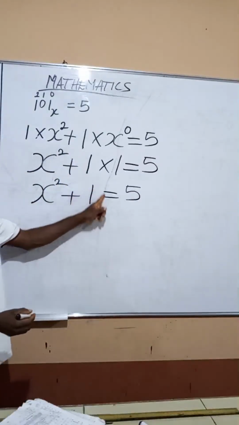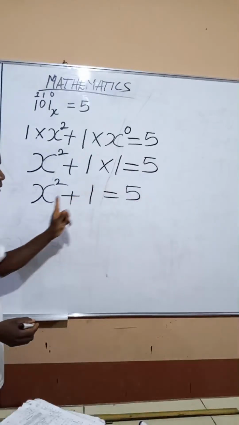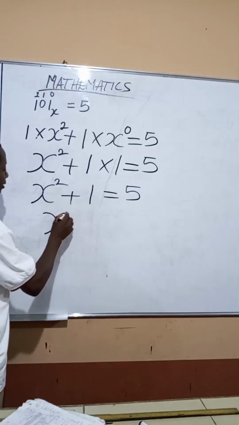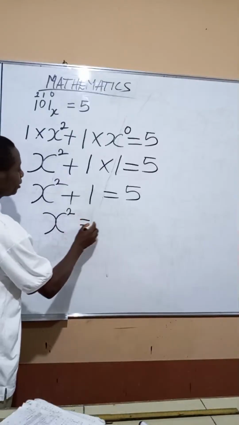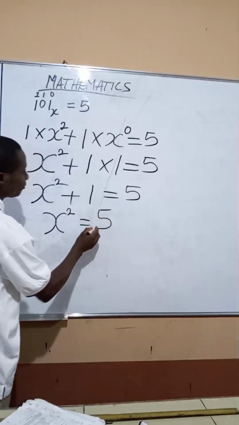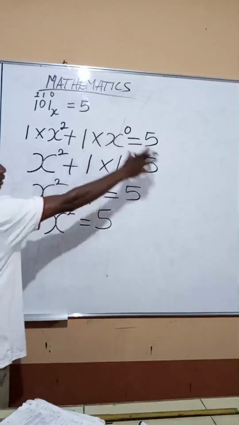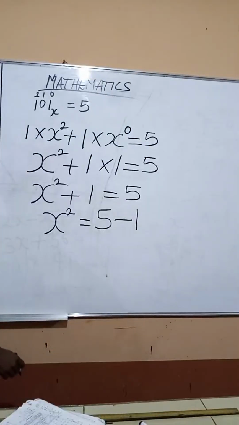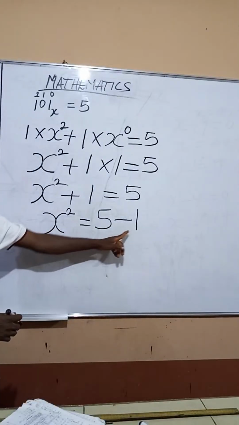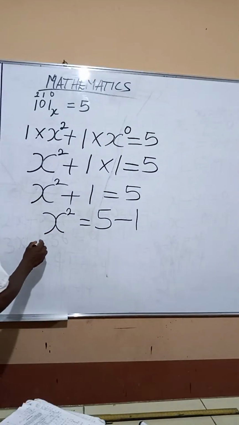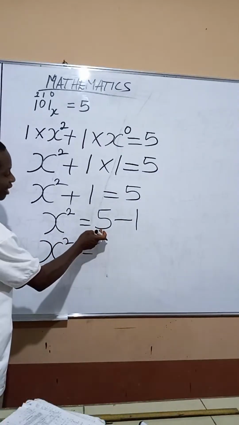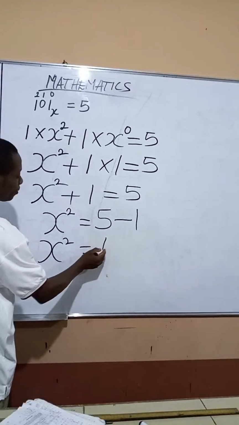So we can transfer plus 1 to the right hand side. We will now be left with x squared on the left hand side. So x squared is equal to 5 plus 1, when it moves the other way, becomes minus 1. This is what it's going to be. Then we can go ahead and subtract. This gives us x squared is equal to 5 minus 1, which is 4.